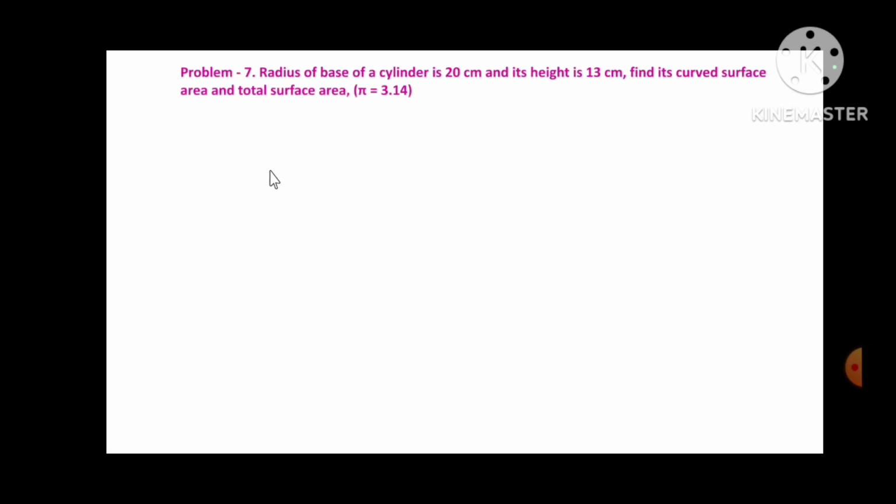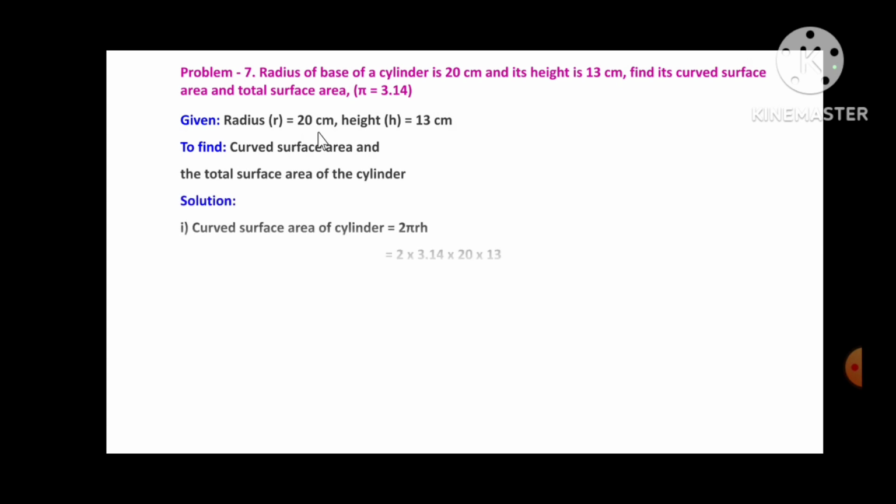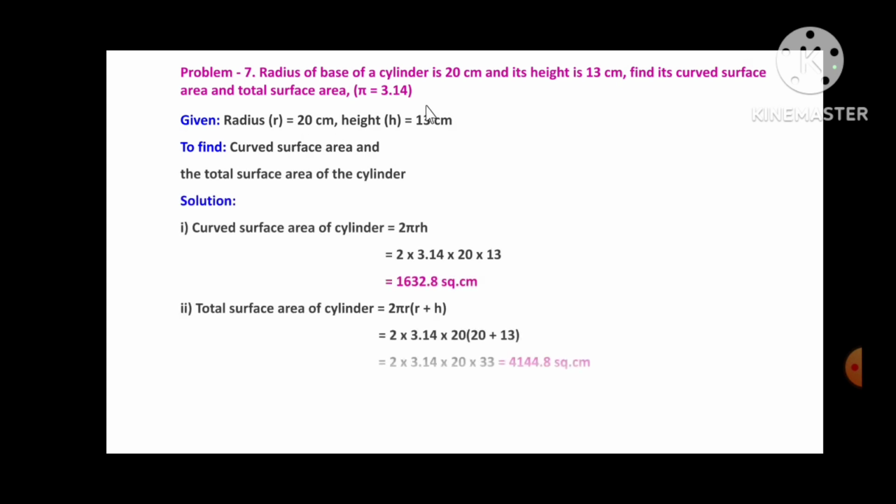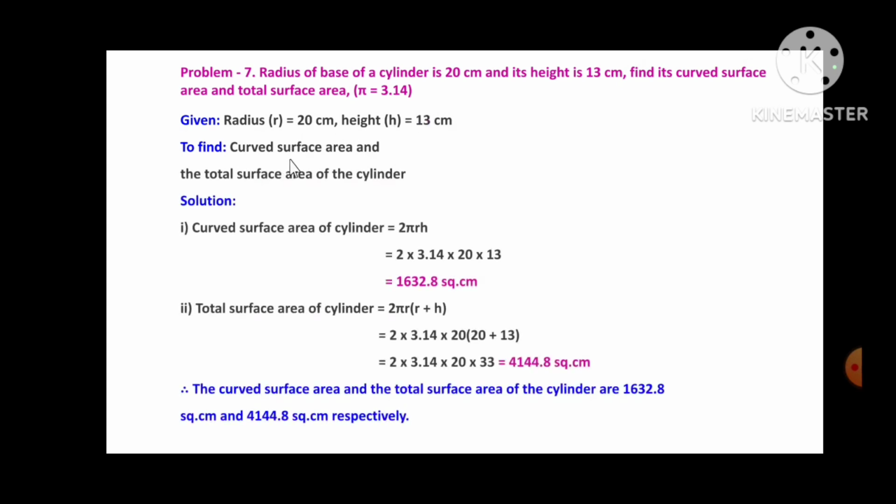Now we'll see problem number 7. Radius of the base of a cylinder is 20 centimeter and its height is 13 centimeter. Find its curved surface area and total surface area. The value of pi here should be taken as 3.14. Friends, it is given that radius r is equal to 20 centimeter and height h is 13 centimeter. We have to calculate the curved surface area and the total surface area of the cylinder.